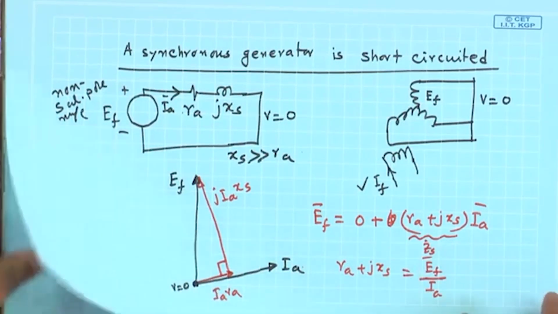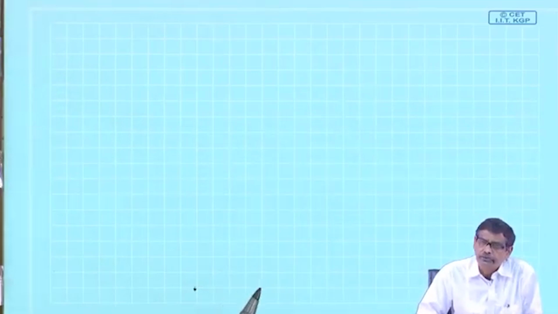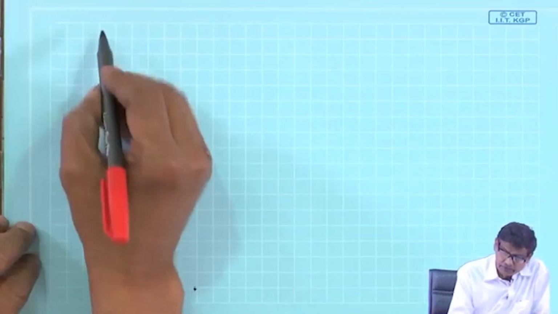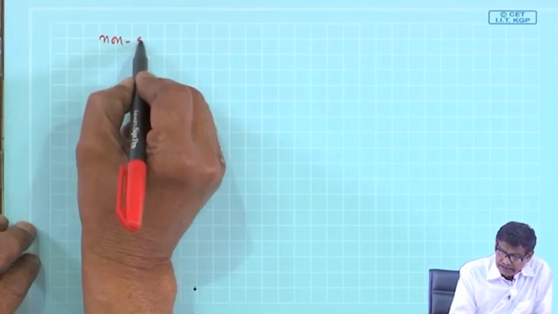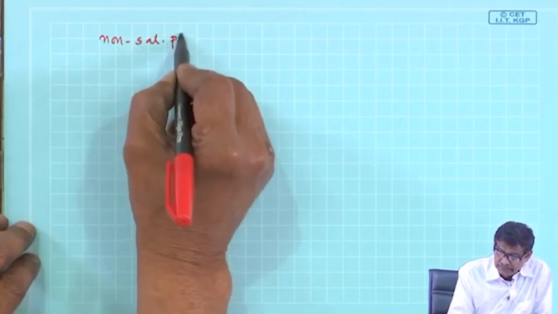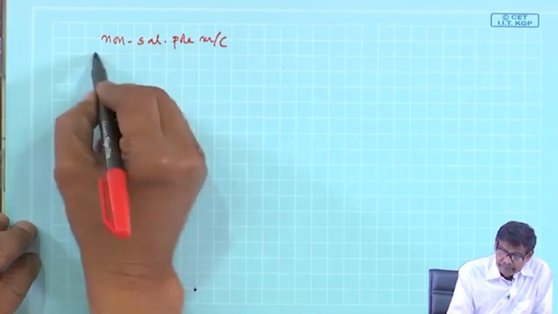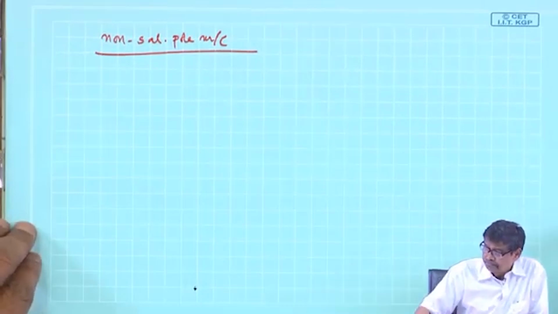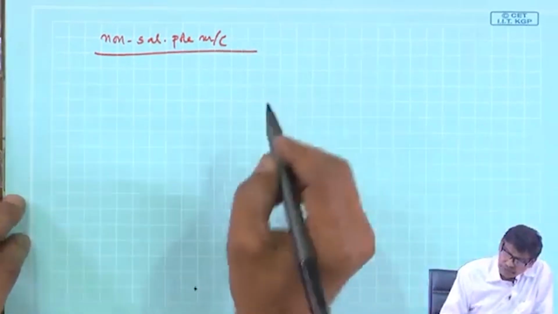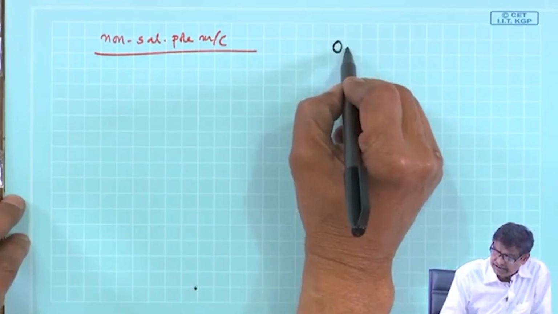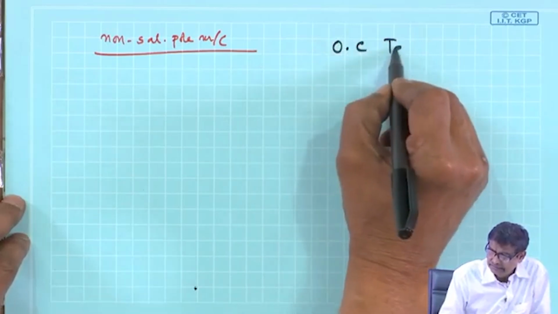But the only thing I would like to say, although I have not told, is that I have always assumed XS to remain constant. Non-salient pole machine, I am telling non-salient pole machine. Generally two tests are done, the first being the open circuit test.